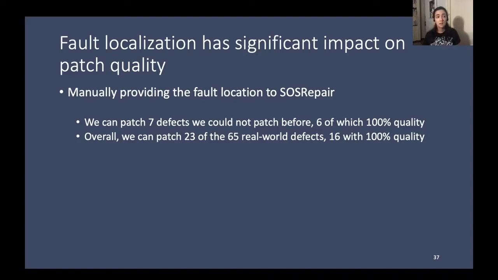This suggests that progress in automated fault localization, which is an orthogonal problem to automated program repair, can actually have a significant impact on patch quality, and suggests that semi-automated approaches in which developers, for example, suggest fix locations may actually result in producing high-quality patches.